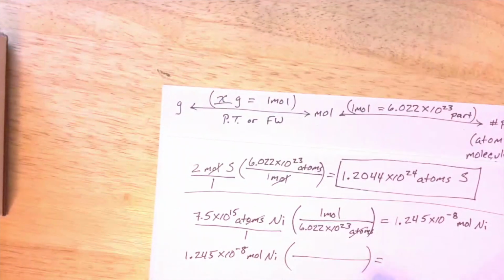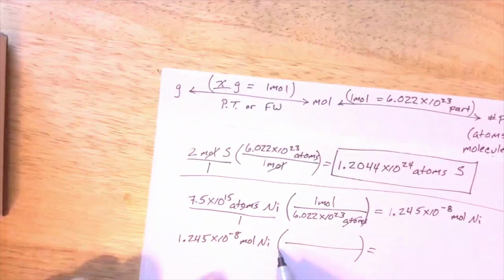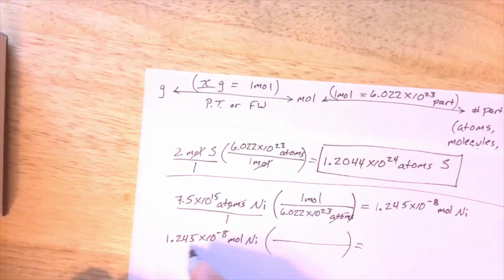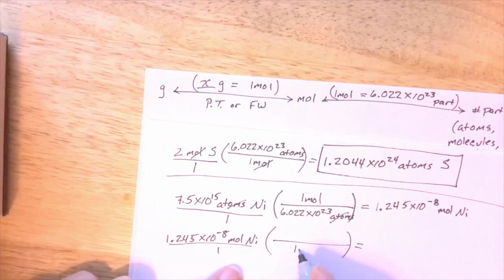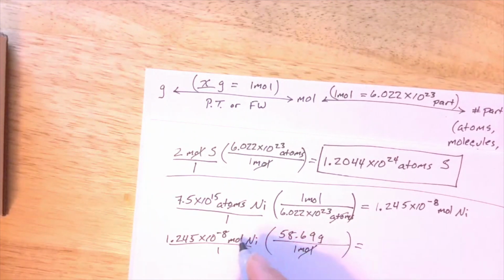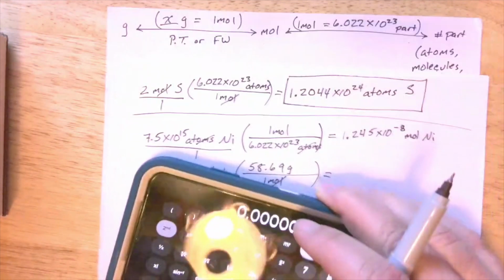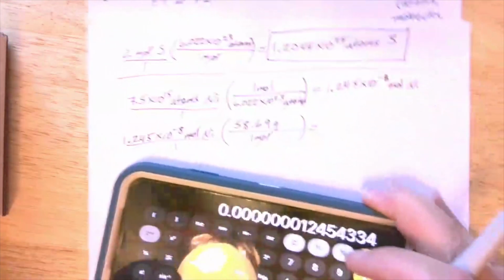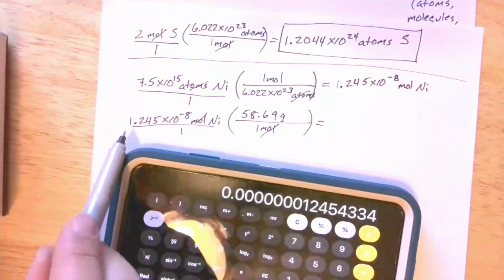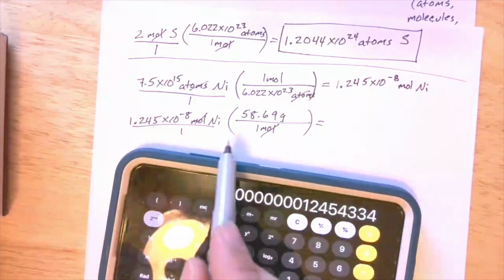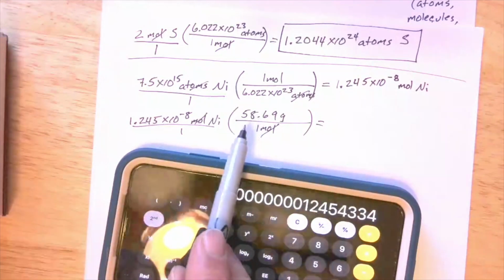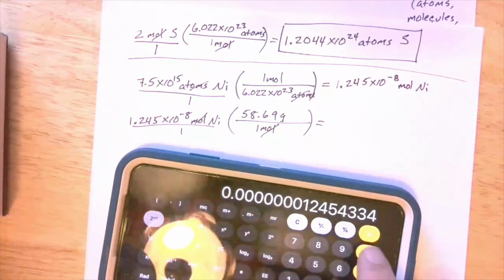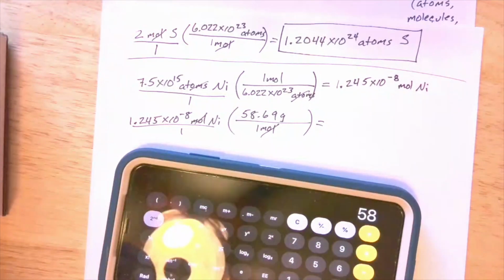So that is my grams here. I have moles over here. So moles is on the top, so I need 1 mole on the bottom, and 58.69 grams on top. Moles will cancel. And so I'm going to do, I already had the answer from the last time. If not, just retype this in. And then I'm going to be multiplying by 58.69.